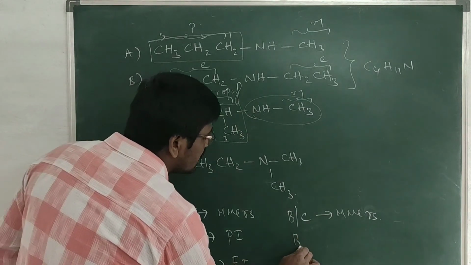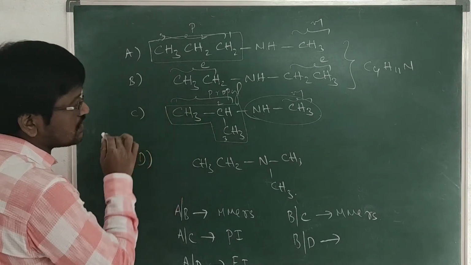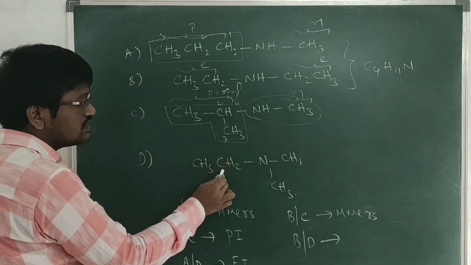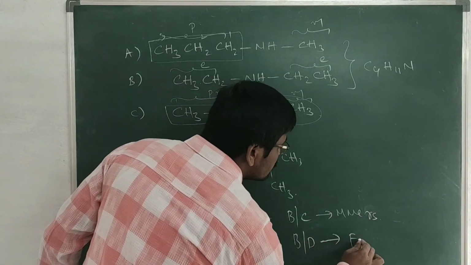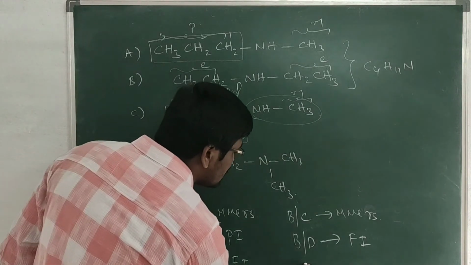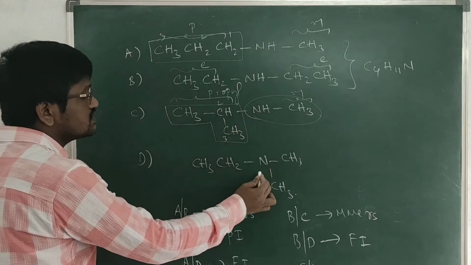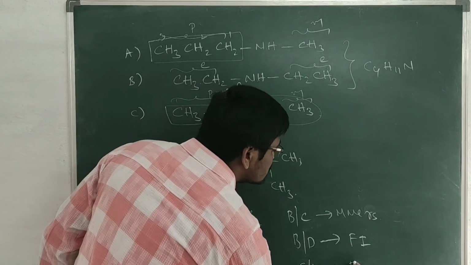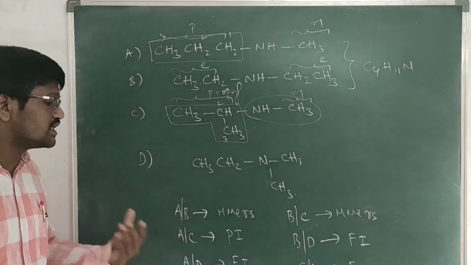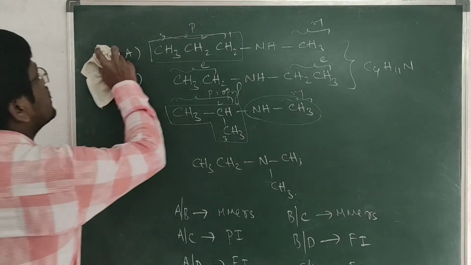And B and D, if you take B and D, B is a secondary amine and D is the tertiary amine. So the functional group is different. These are considered functional isomers. And if you take C and D, this is the secondary amine, this is the tertiary amine. So these are also considered functional isomers. In this way we can identify functional isomerism, metamerism, or positional isomerism. And another example we can discuss now.